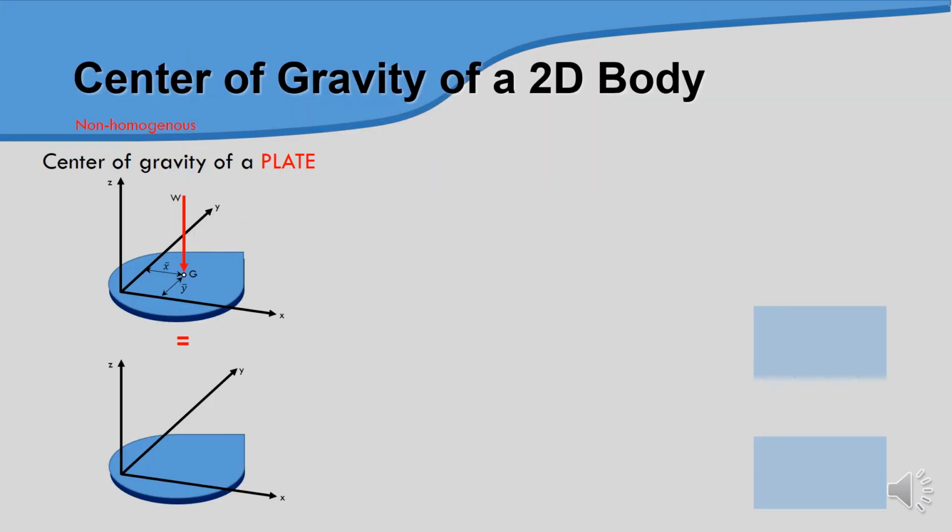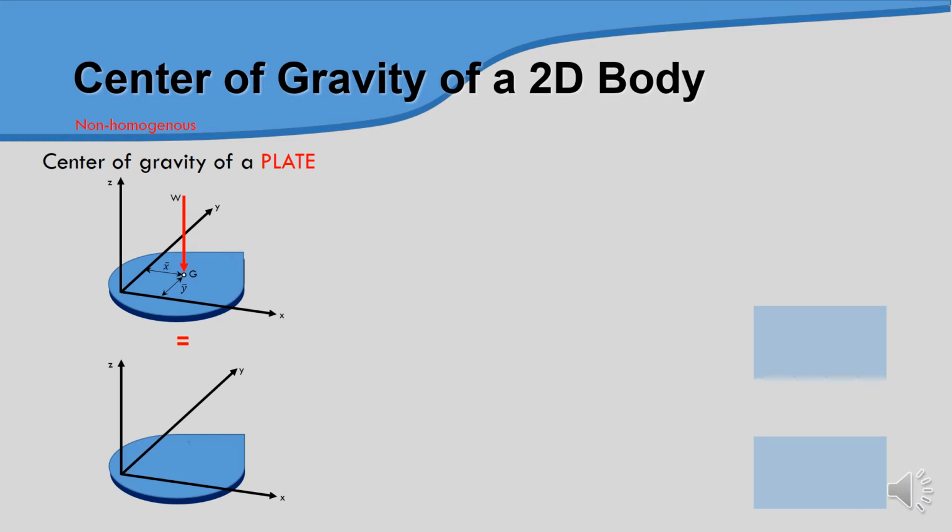For a homogeneous shape, different from the previous symmetrical shapes, let's say we want to look at the center of gravity of a plate. Let's see the weight force produced at the point G. At that position, we will have the coordinates x bar and y bar.